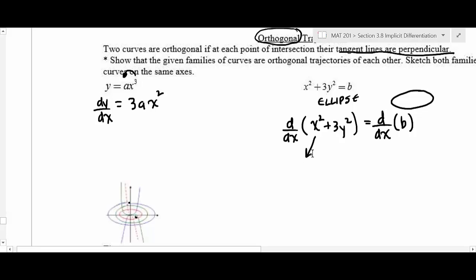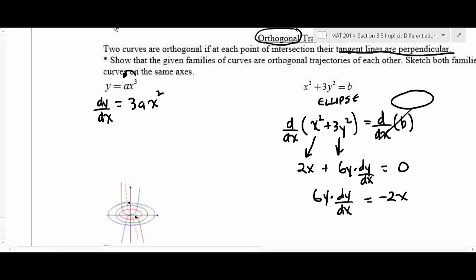Okay, so let's do this. This is a super easy implicit differentiation. That's 2x. Okay, what's the second one going to be? 6y times dy over dx. Good. Okay. And then what's the derivative of b? 0. That's a constant. B is a constant. That's not a variable. So that's going to give you 0 like that. Now we're going to solve this for dy over dx. So I'm going to move the 2x to the other side. So we'll have 6y times dy over dx equals negative 2x, like that. Then I can divide by 6y.